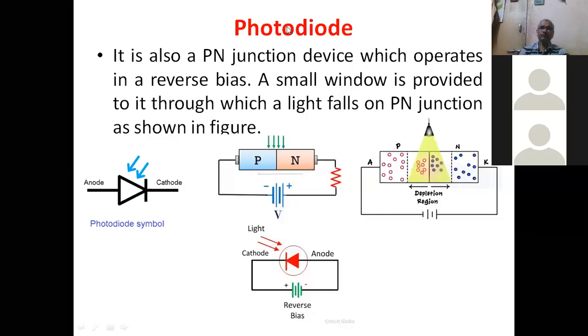Now for the proper operation of the photodiode, the width of the depletion layer or depletion region must be large. Remember, for photodiode, the width of the depletion region must be large, so that a larger depletion layer means more area will be provided for the exposure of the light.